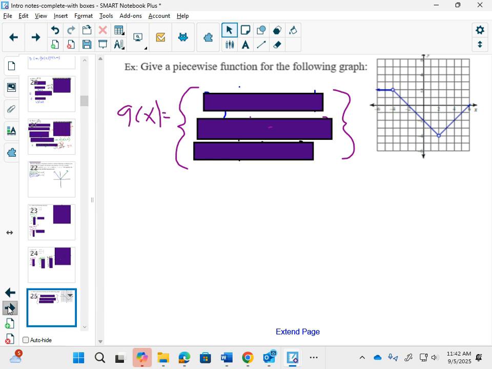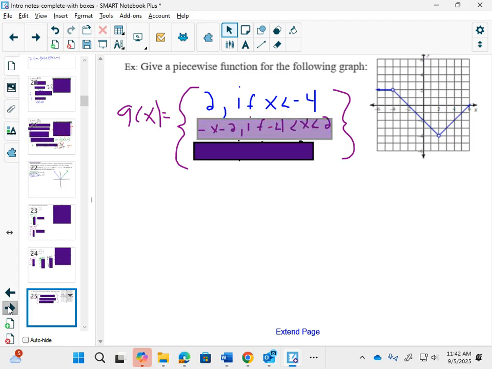All right, I'm going to put up the answers, see how you did. Did you get that the straight line part was at 2? And we can't have an equal sign there because of the open circle. Next one had a slope of -1 and a y-intercept of -2. So -x - 2. And it happened between -4 and 2. And because there are open circles on both sides, no equal signs.